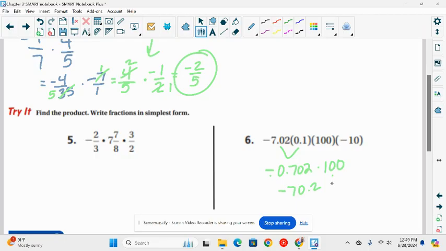And then multiply it by negative 10, positive 702 is what you should have gotten.